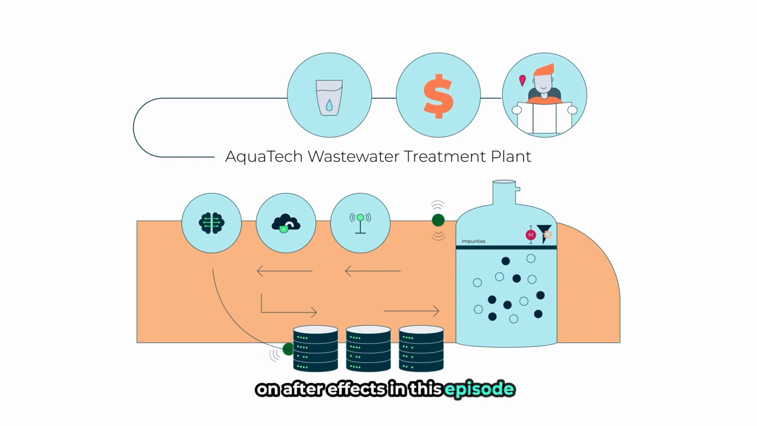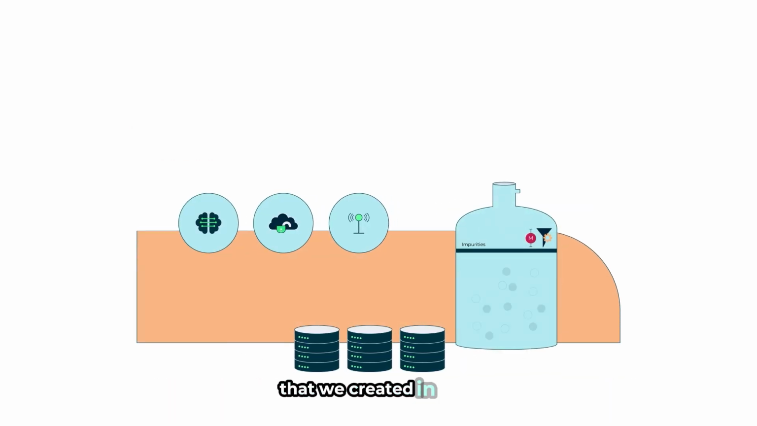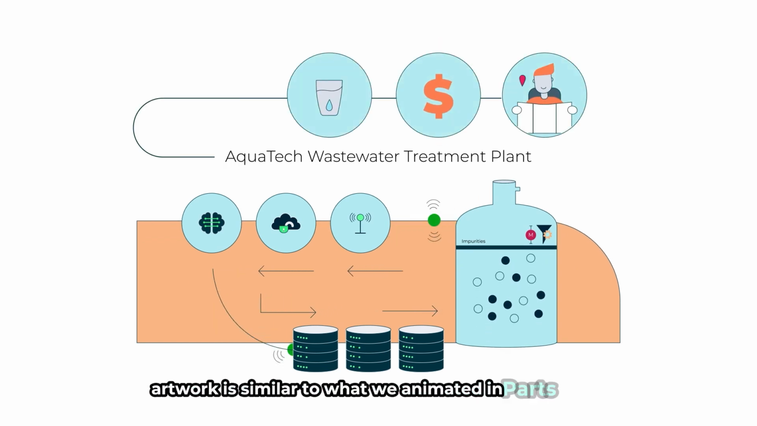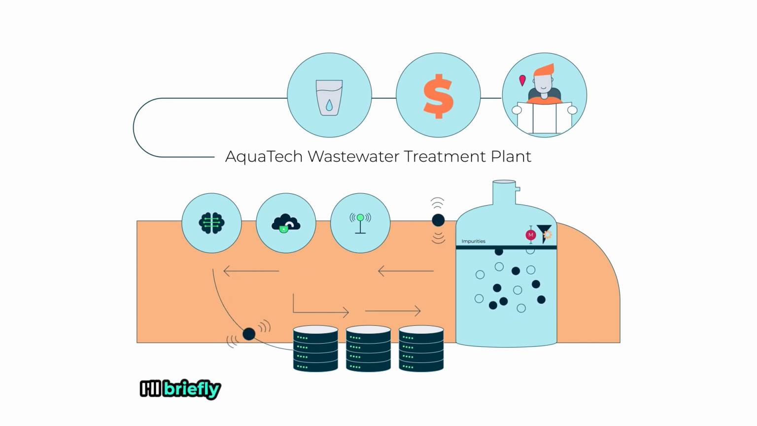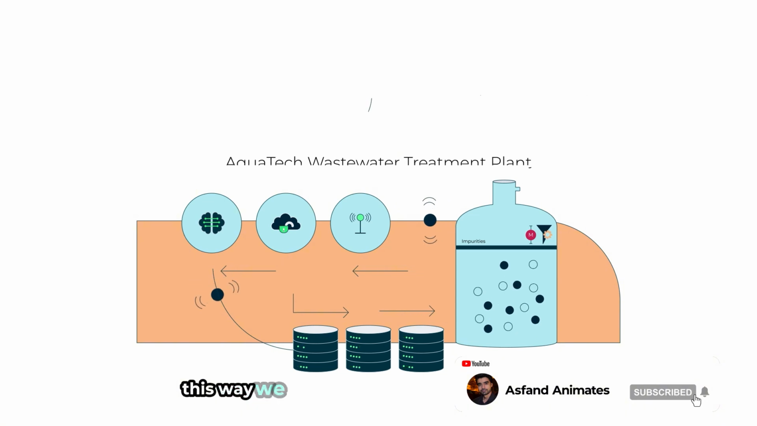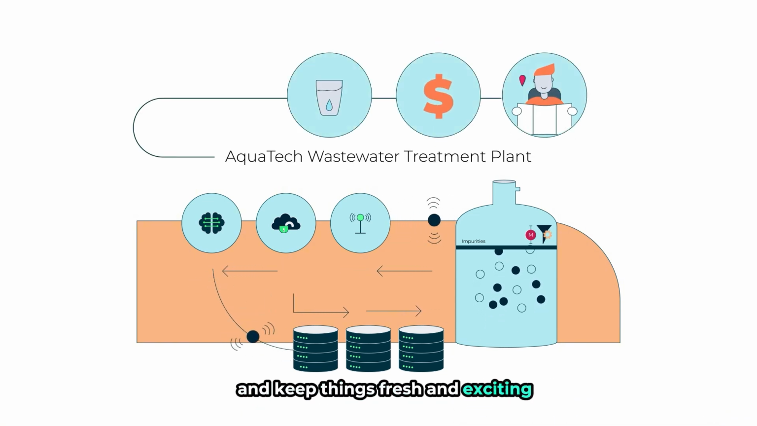In this episode, we'll be animating the illustration of a water treatment plant that we created in part 4. Since some of the artwork is similar to what we animated in parts 8 and 9, I'll briefly explain how I animated the remaining elements. This way, we can skip over the repeated sections and keep things fresh and exciting.